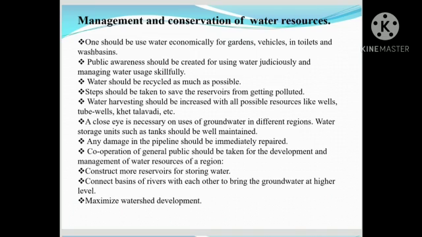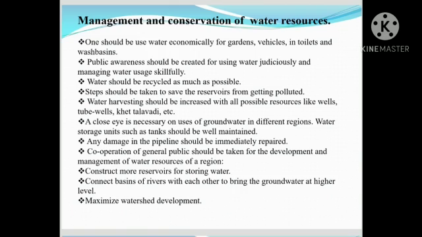Management and conservation of water resources. One should use water economically for gardens, vehicles, in toilets and wash basins. Public awareness should be created for using water judiciously and managing water usage skillfully. Water should be recycled as much as possible.